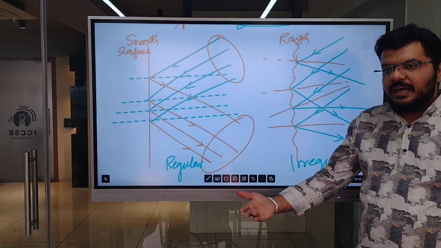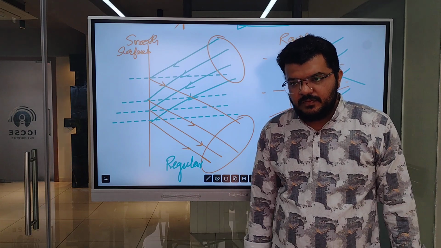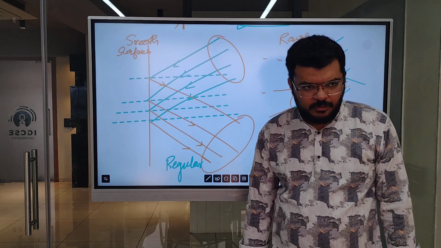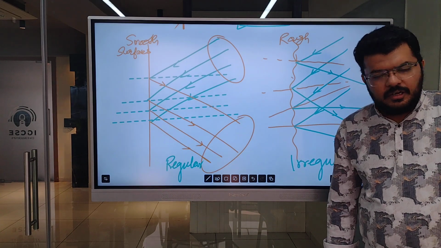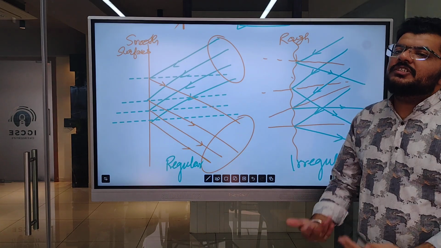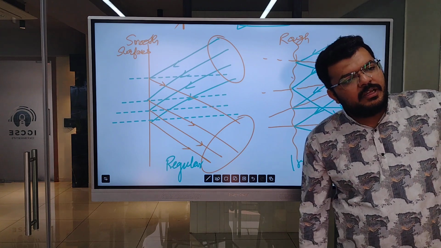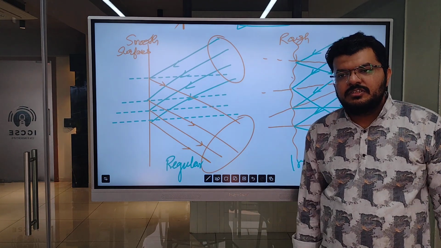But if you look at a glass, if you look at tiles, it is a smooth surface. Makes sense? Smooth surface and rough surface. What is so different about their reflection that I cannot see my face in a rough surface, but I can see my face in a smooth surface?